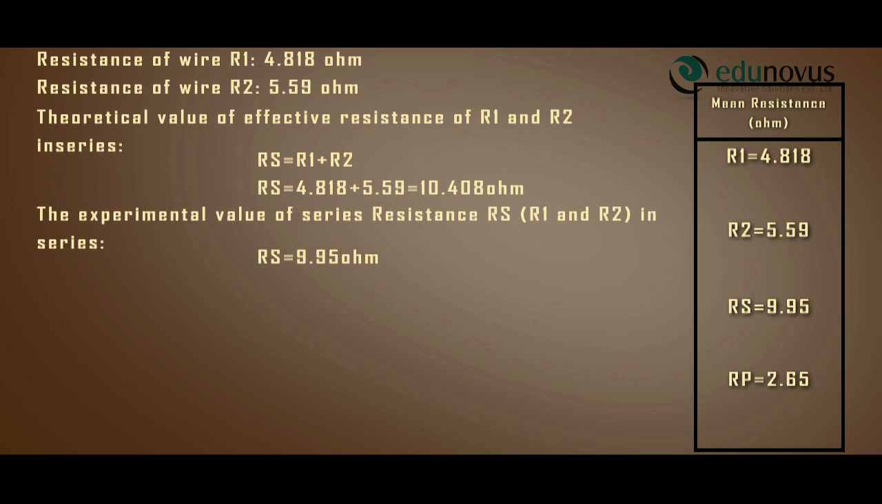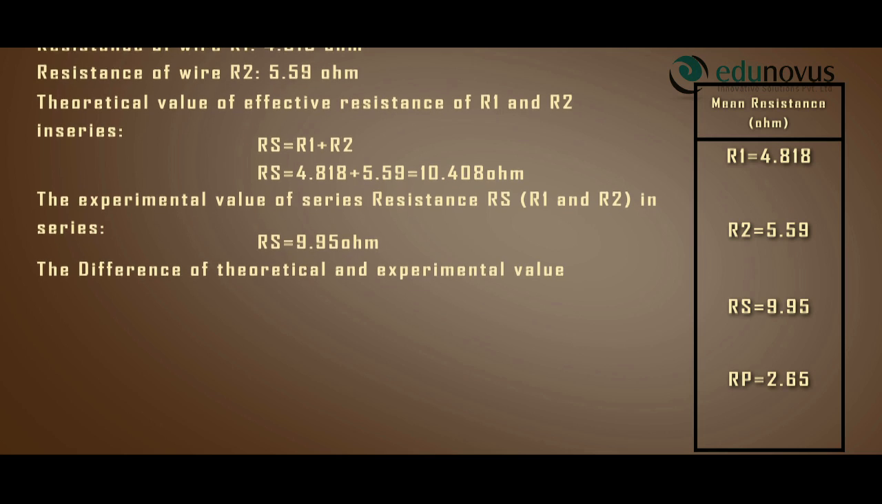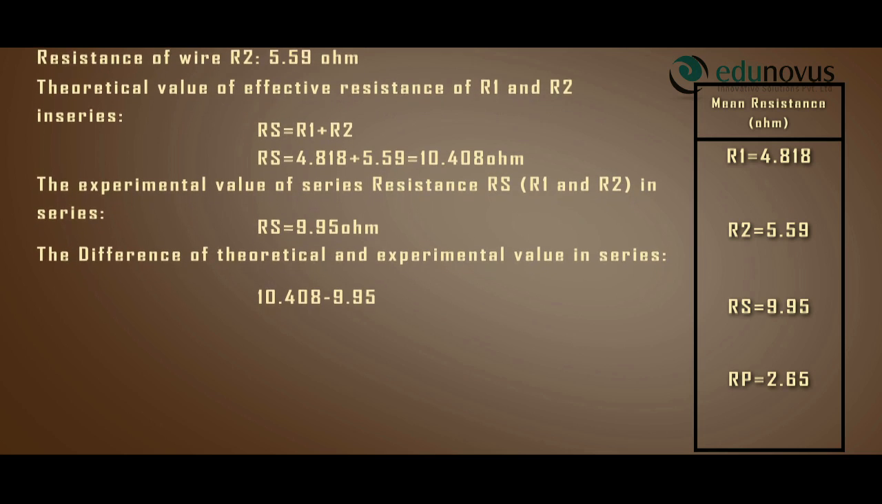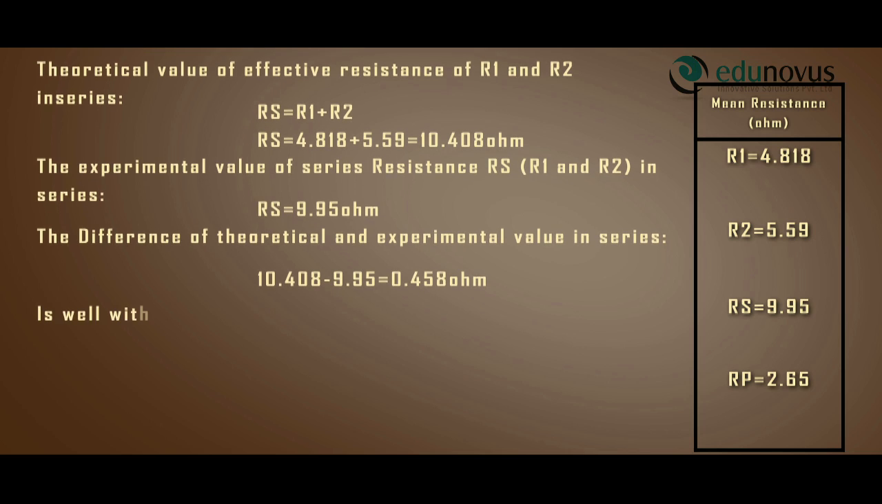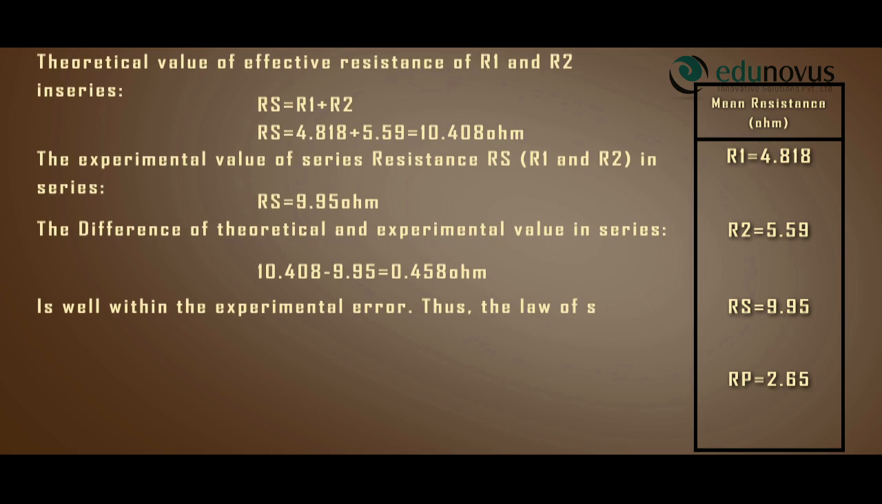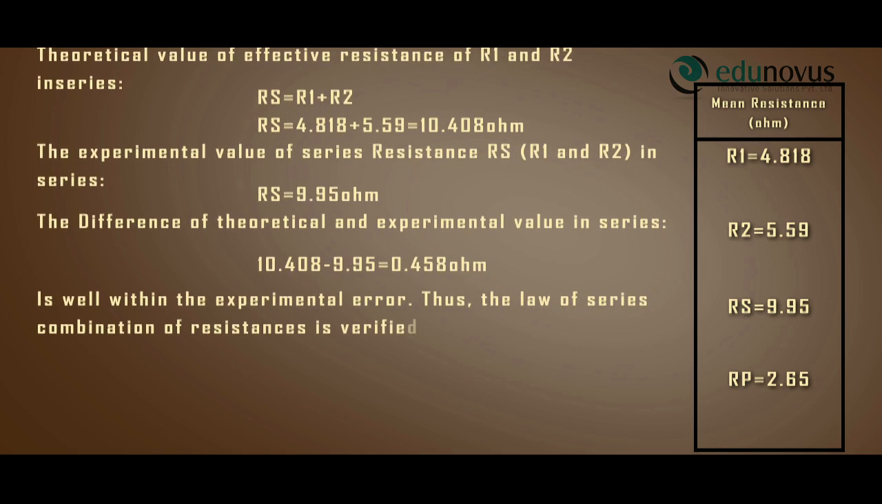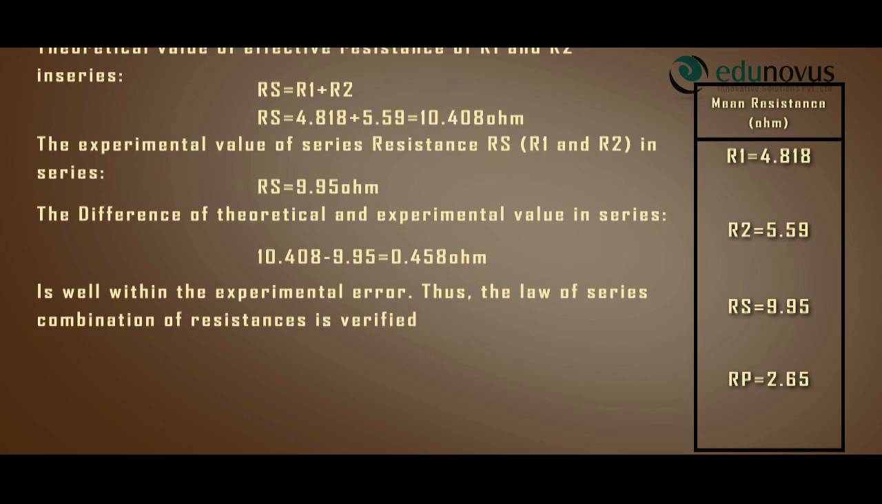The difference of theoretical and experimental value in series, 10.408 minus 9.95, that is 0.458 ohms, is well within the experimental error. Thus, the law of series combination of resistances is verified.